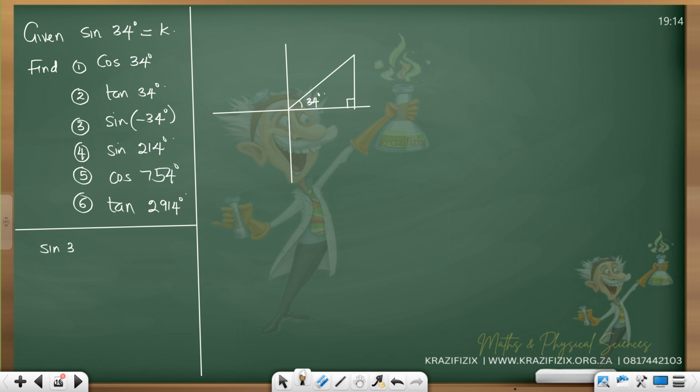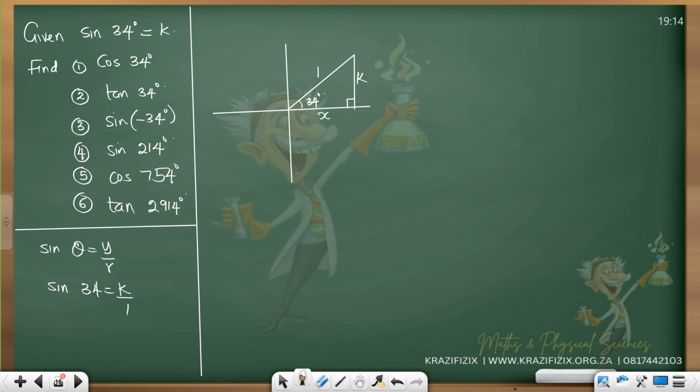Sine 34. But let's start from sine theta. What is sine theta again? Y over what? R. Now they gave me sine 34. K over what? K over 1. That's what it means. K over 1 is exactly the same as K. So the examiner was hiding the R. Now we found them. So what is my Y? My Y is K. My R is 1. And what is missing? X.